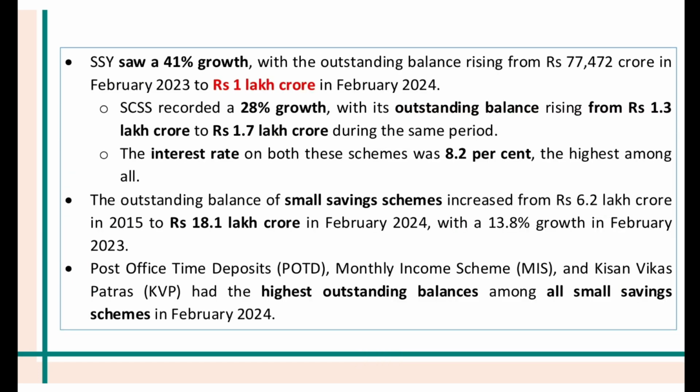13.8%. So which are the small savings schemes? And which small savings scheme showed the maximum growth? Sukanya Samriddhi Yojana. It saw a growth of 41% in just 1 year between February 2023 to February 2024.